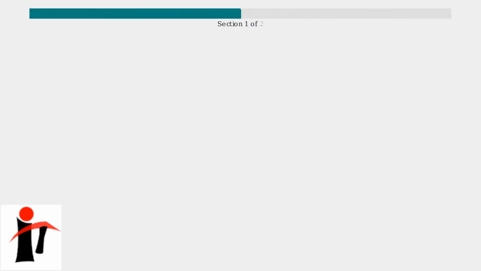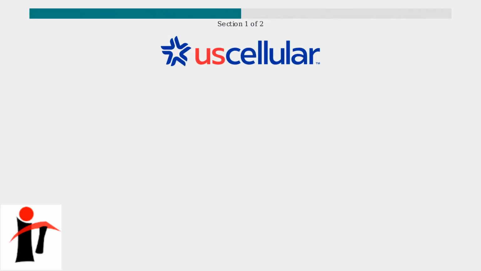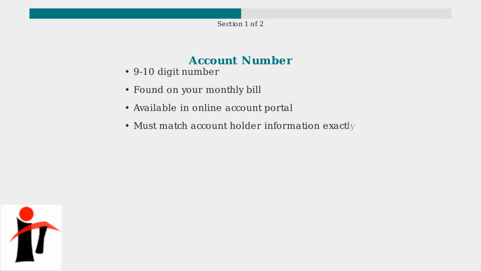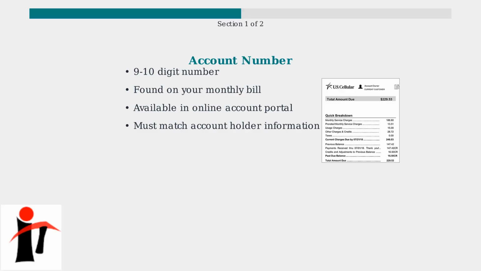When switching from US Cellular to a new carrier, you need specific information to ensure a smooth port-out process. Understanding these requirements beforehand will save you time and prevent delays. The first requirement is your US Cellular account number. This is a 9 to 10-digit number that uniquely identifies your account. You can find this number on your monthly bill, in your online account portal, or by calling customer service.